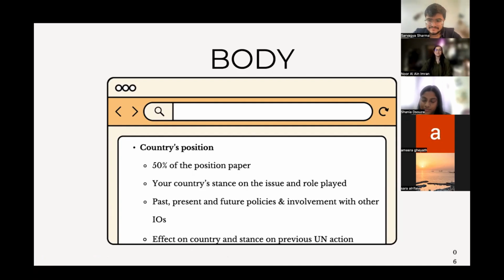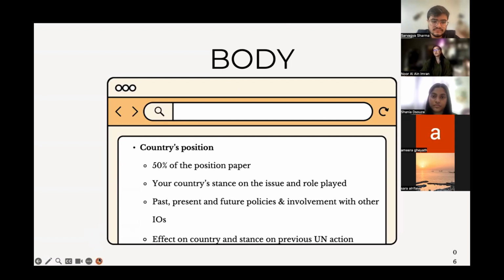Then that's going to take up about 50% of the position paper. And you want to discuss your country, as in the country you're representing. So let's say you're a delegate of Malaysia. What is Malaysia's stance on the issue? And what is the role that Malaysia plays in the topic? Then you also want to look at past, present, and future policies and involvement with other international organizations. So now you want to be thinking not just within the UN, but looking at what other international organizations have done as well, so WHO or whatever it may be.